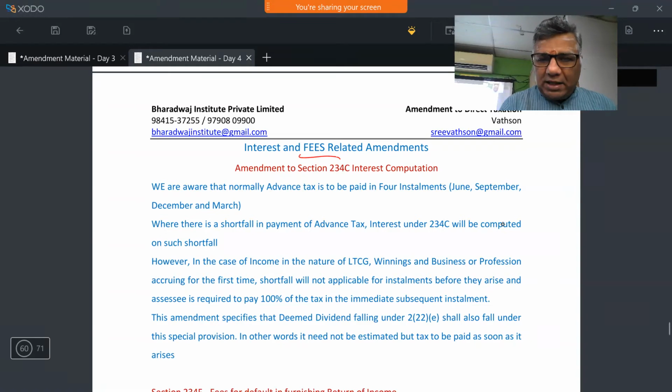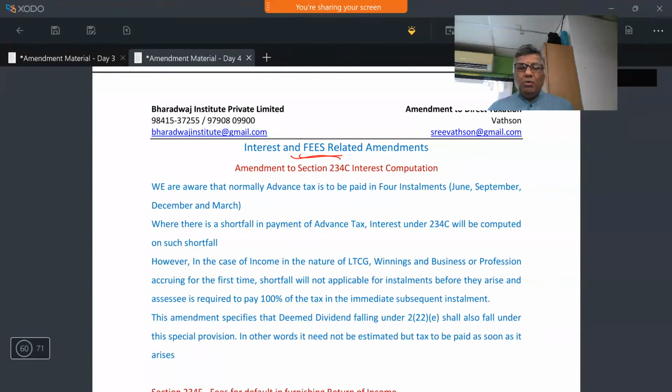In that fees related amendment, I have already told you about the change in 234F, consequential amendment. We had previously said up to 5,000 till December, and January to March, if you are filing your return, 10,000. That 10,000 now becomes inapplicable because we have changed the due date of filing returns to 31st December. So only 5,000 is applicable.